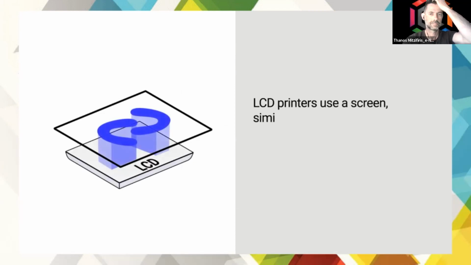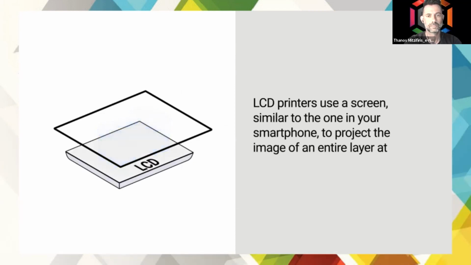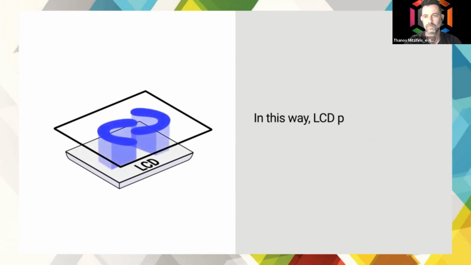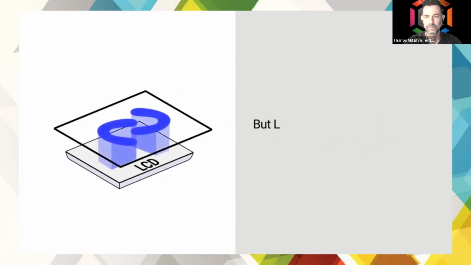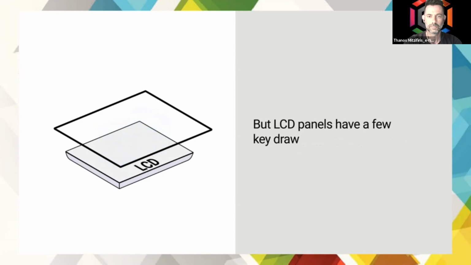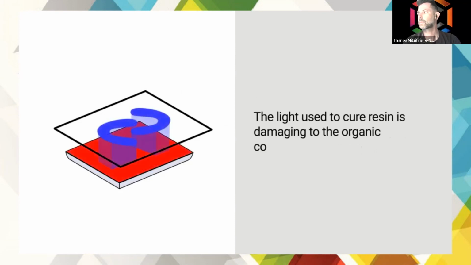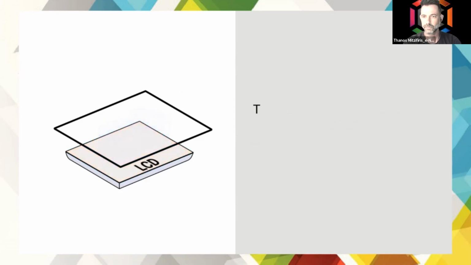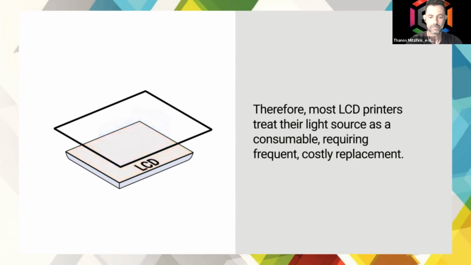LCD printers use a screen, similar to the one on your smartphone, to project the image of an entire layer at once. In this way, LCD printers are quite similar to DLP. They can even share materials. But LCD panels have a few key drawbacks. The light used to cure resin is damaging to the organic compounds in LCD screens. Therefore, most LCD printers treat their light source as a consumable, requiring frequent, costly replacement.